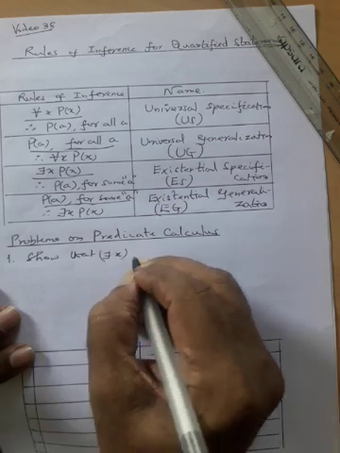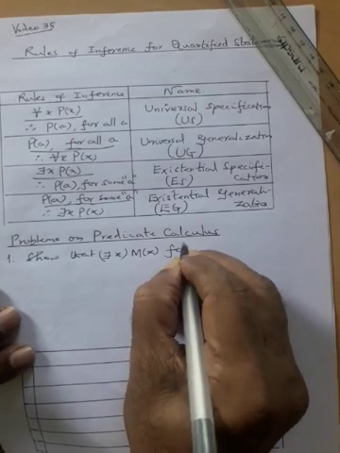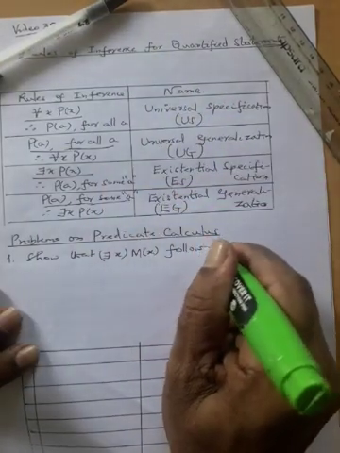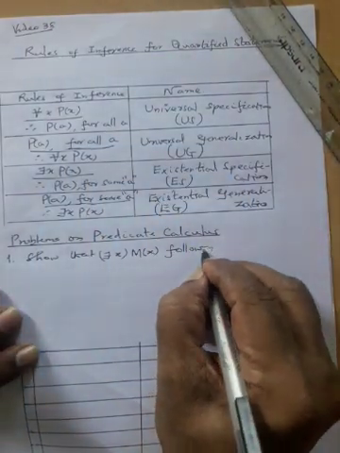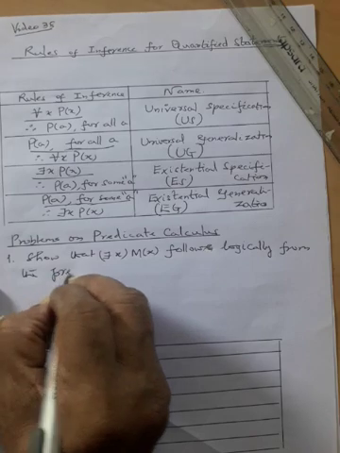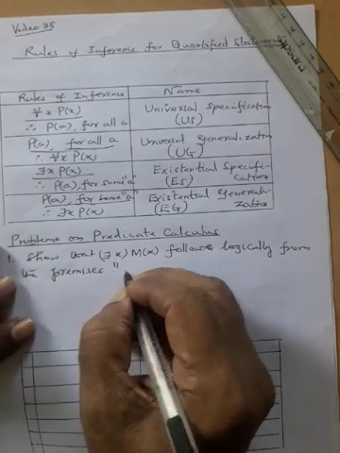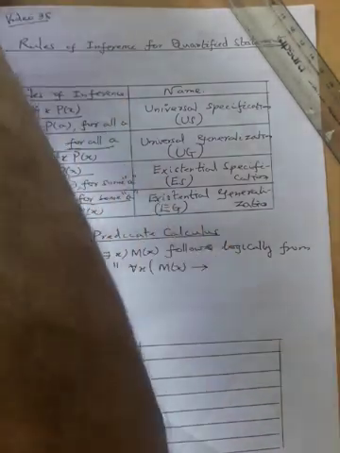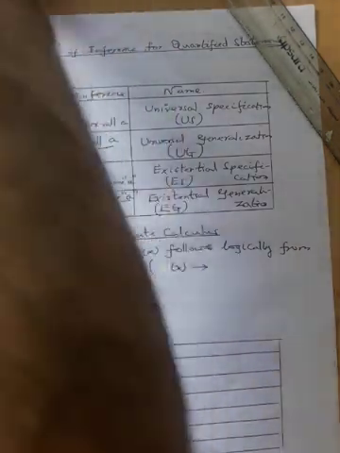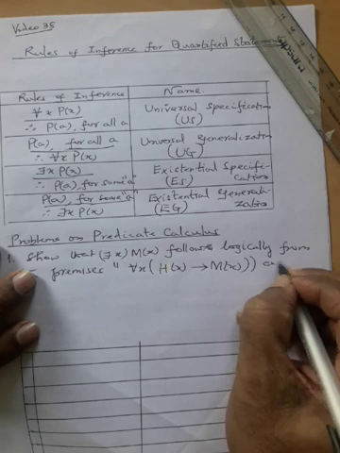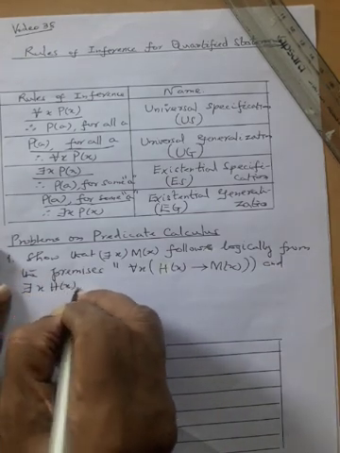there exists x, M of x follows logically from the premises: for all x, if H of x, then M of x, and there exists x, H of x.